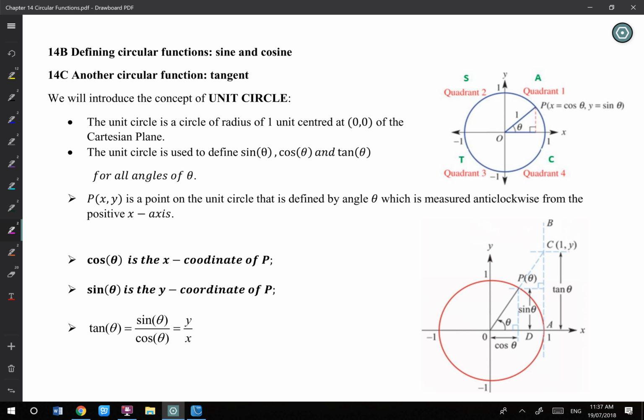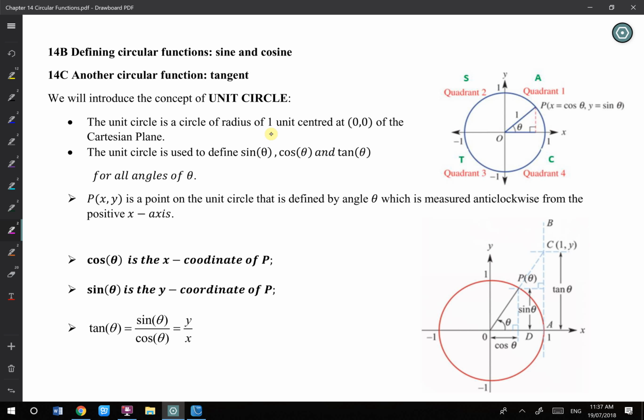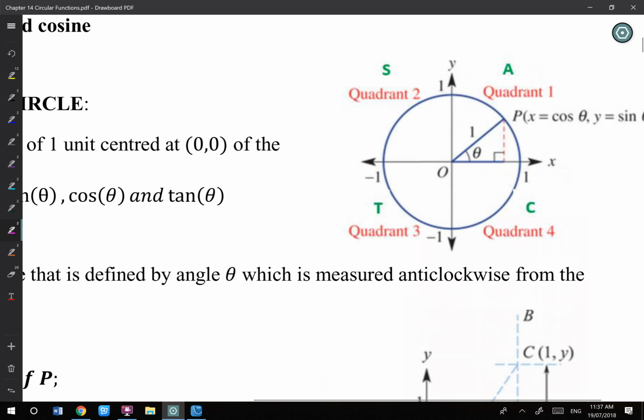So sine, cosine, and tangent are not only talked about in the right angle triangle. They can be defined for almost all angles. The meaning is not really opposite over hypotenuse, adjacent over hypotenuse, opposite over adjacent. They're not really defined by that. How sine, cosine and tangent are really defined is by the unit circle.